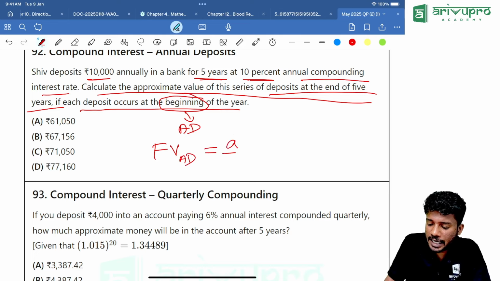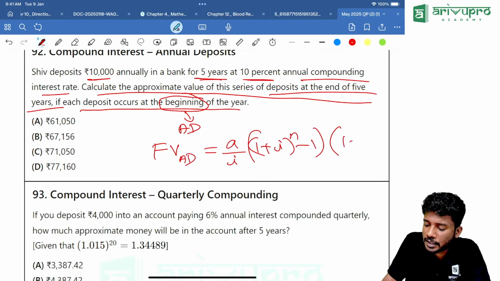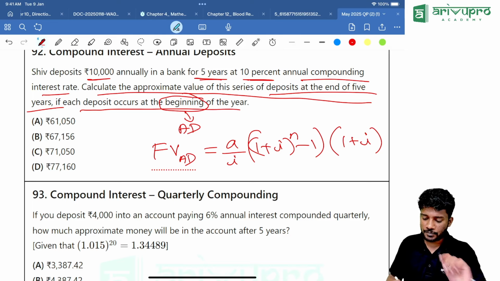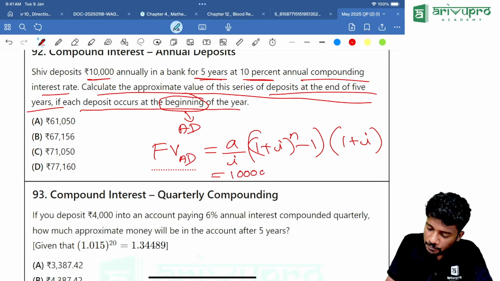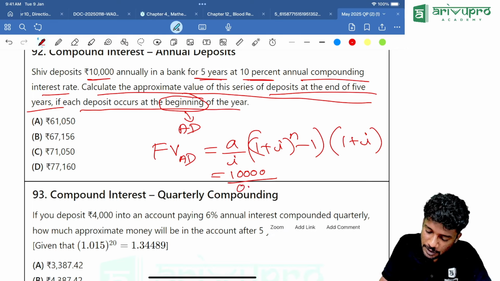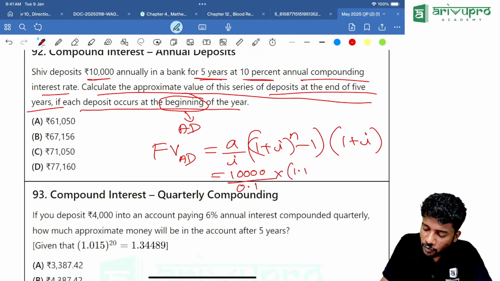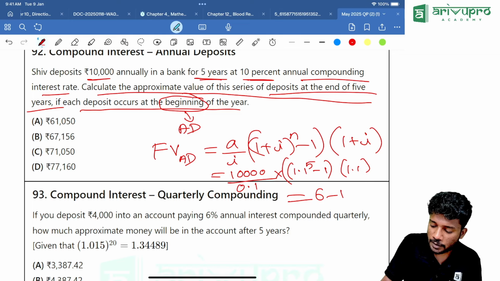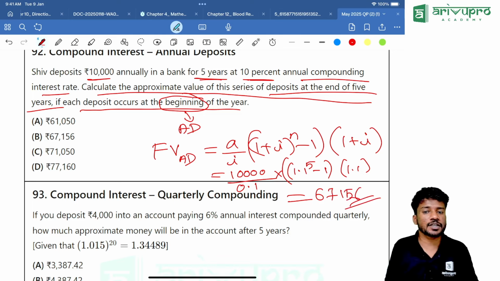What is the formula? A by I into (1 plus I)^n minus 1, the entire thing multiplied with 1 plus I. You will get the answer. So A is 10,000 divided by I, which is 10%, that means 0.1, into 1.1 to the power 5 minus 1, the entire thing multiplied with 1.1. How much are you getting? Option B, 67,156. Everyone got the same answer?